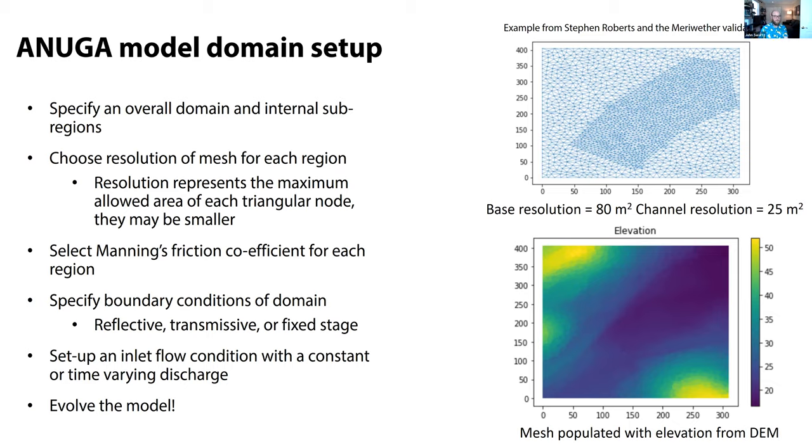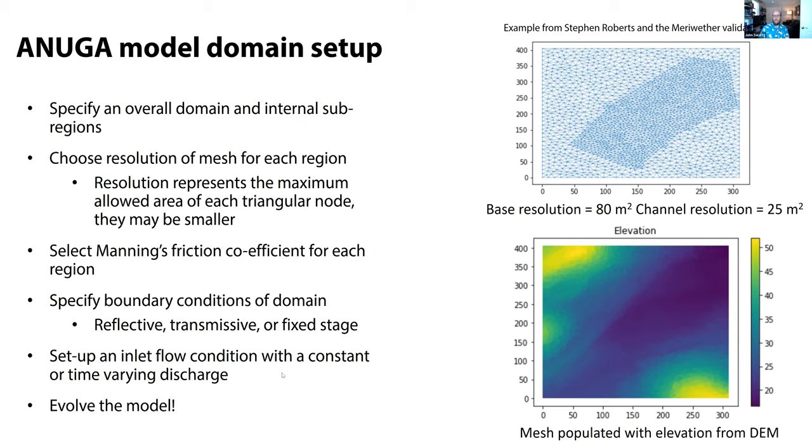We'll see what that looks like in a little bit. We can specify a Manning's friction coefficient for each of these regions. And we can also specify boundary conditions of our domain. So for instance, when the modeled flow hits one of the boundaries, does it reflect off? Does it just go right through and so on? And then we can specify things like inlet operators, outlet operators. It's a pretty powerful, pretty flexible modeling platform that we use a lot in our group now.